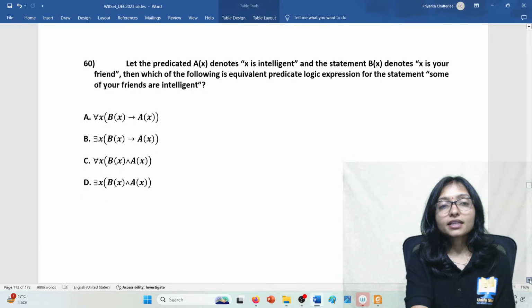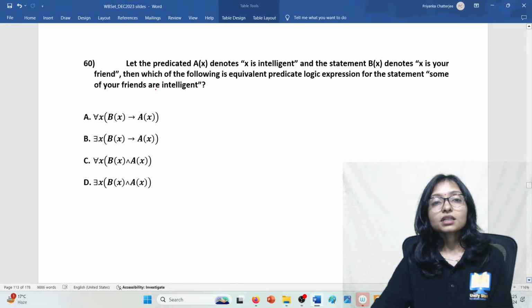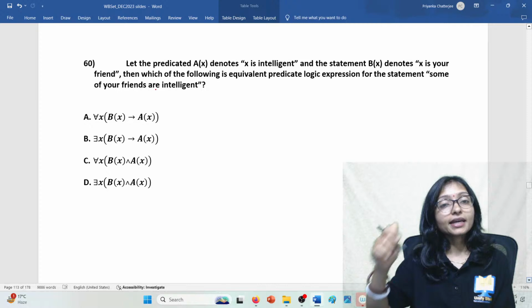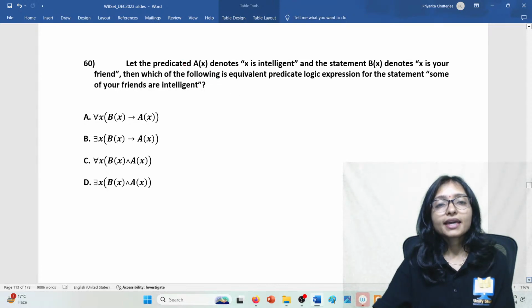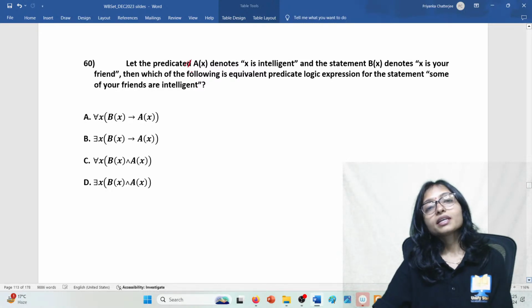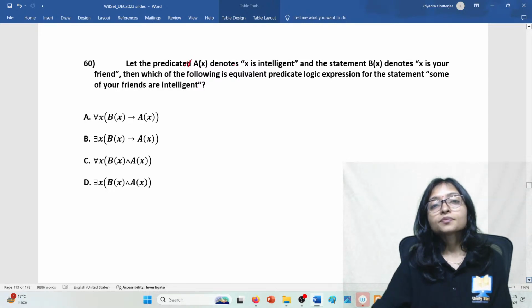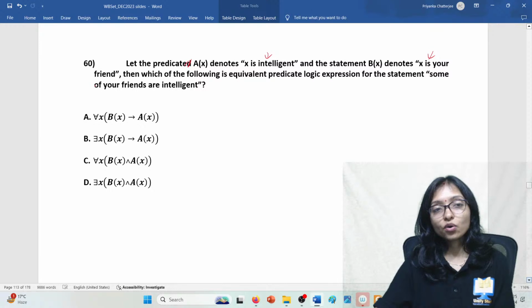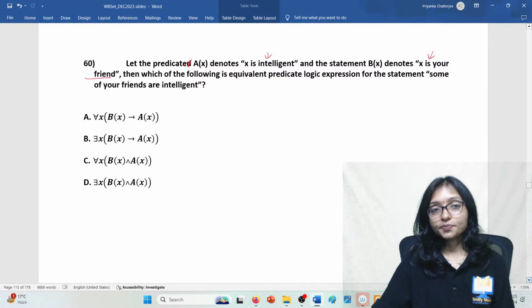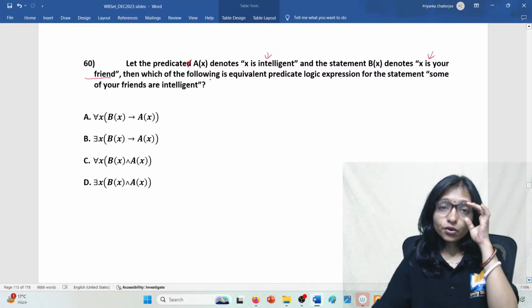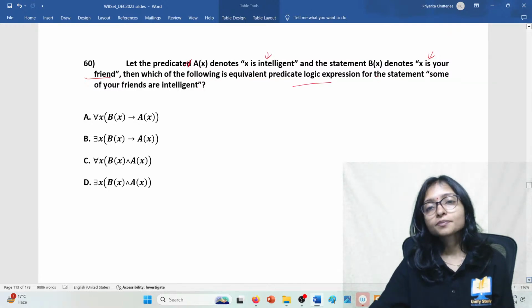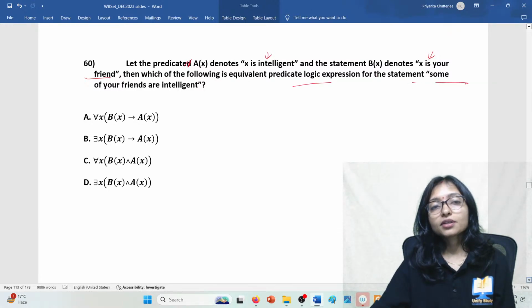Now do this next one. Let the predicate, here predicate, not T, it is predicate, AX denote that X is intelligent and the statement BX denote that X is your friend. Then which of the following is the equivalent predicate logic expression for the statement: some of your friends are intelligent?